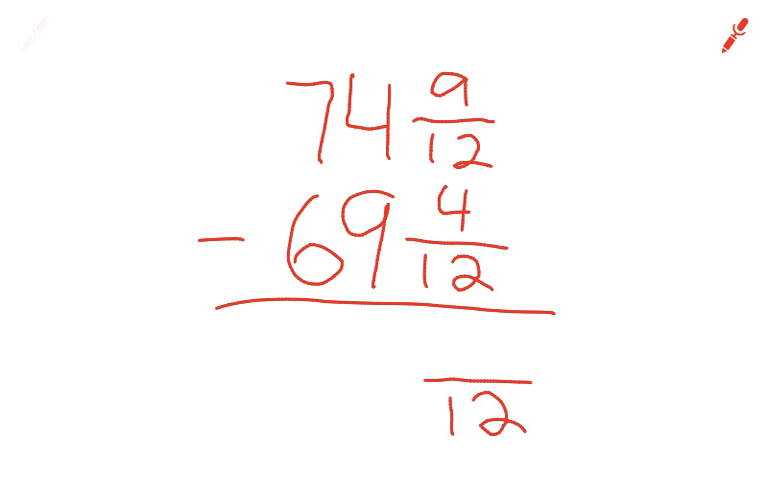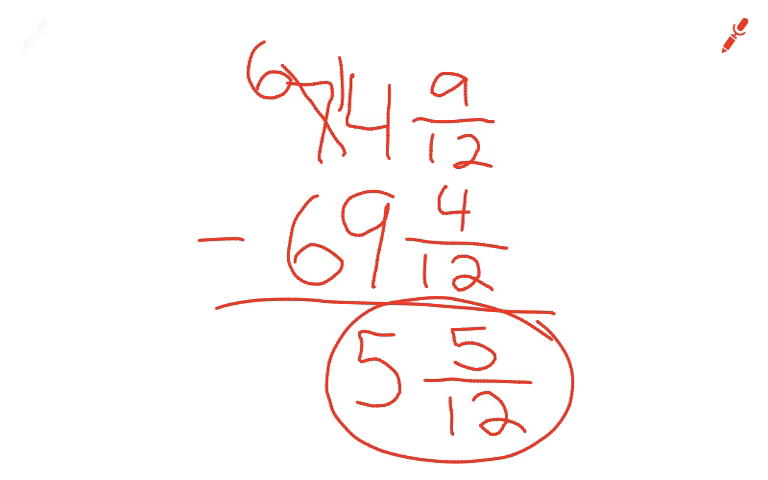9 minus 4, we get 5. Go to our whole numbers. 4 minus 9 we can't do. We have to borrow 1 from the 7. The 1 we've borrowed from the 7 we'll add there. 7 becomes a 6 because we've borrowed 1. Now we have 14. 14 minus 9, we get 5. 6 minus 6, we get 0. We won't write that. Our answer is 5 and 5/12.